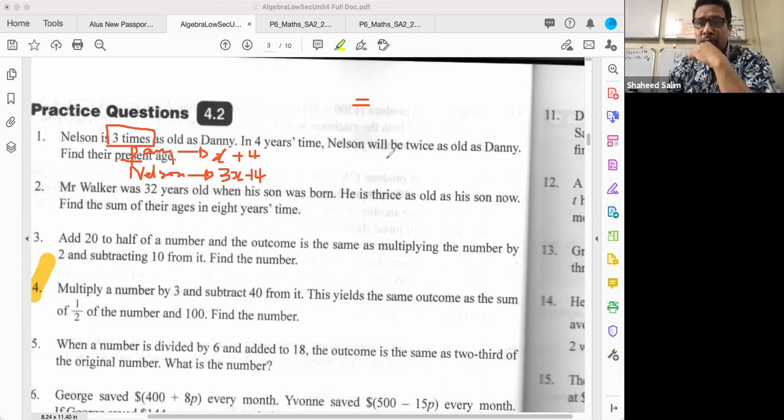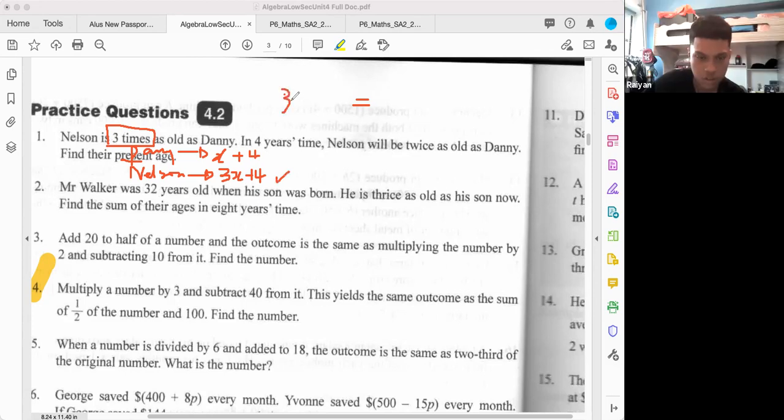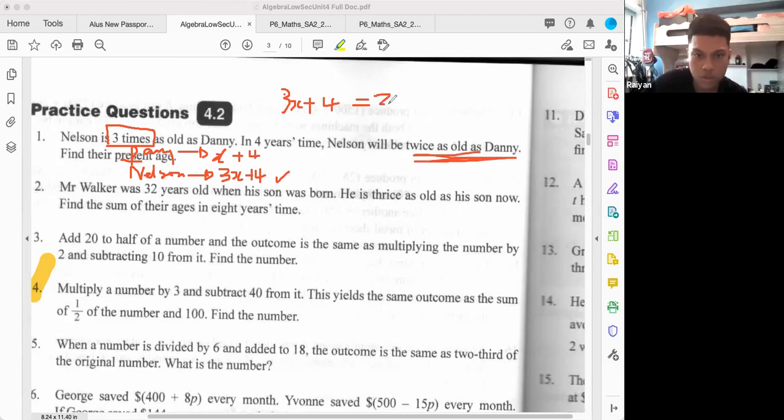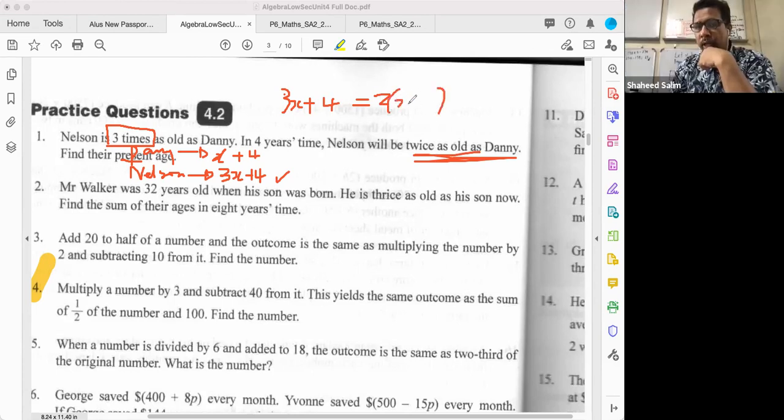Okay, now you can form the equation. They say Nelson will be twice as old as Danny. So what is Nelson's age in 4 years' time? 3x plus 4 is going to be equal to twice Danny's age. Twice means 2 times. What is Danny's age in 4 years? x plus 4. So this is your equation.